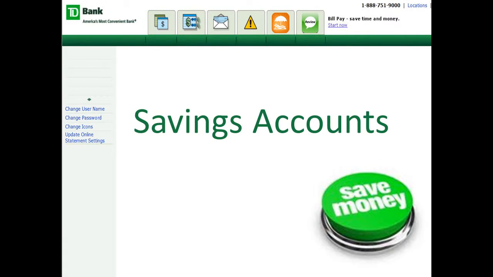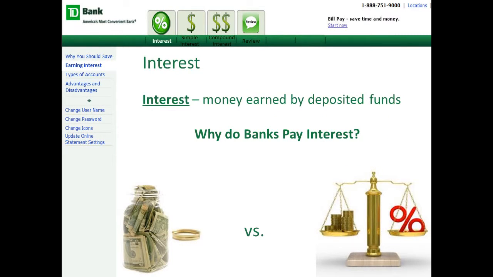Today we're going to talk about savings accounts and the type of interest you can earn on money that's deposited in a savings account. Interest is the money earned by depositing funds in a bank account. Why do banks pay people interest? They pay people interest because you're depositing or giving the bank your money to hold, and they turn around and loan it to other consumers at a higher interest rate. So the bank makes money by paying you one interest rate and then loaning it out at a higher interest rate to others.